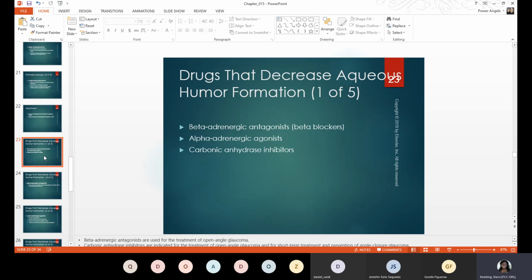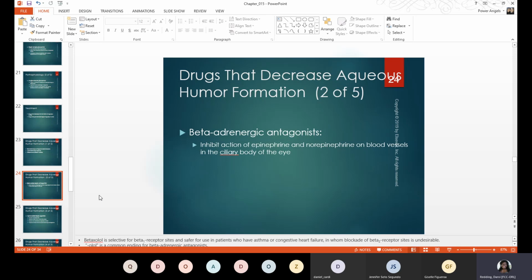The beta adrenergic antagonists are used for the treatment of open angle glaucoma. And remember, open angle glaucoma is the most common form of glaucoma. Now, the carbonic anhydrase inhibitors are indicated for the treatment of open angle glaucoma, and they could also be used for short-term treatment and prevention of angle closure glaucoma. Just using those for some examples.